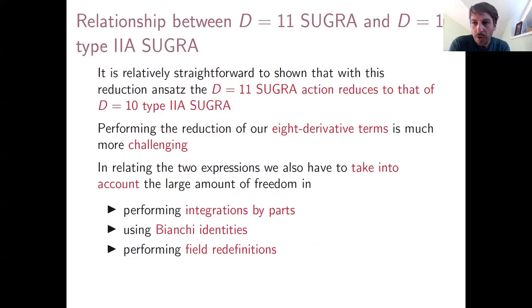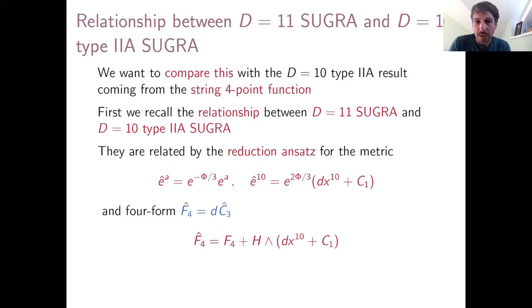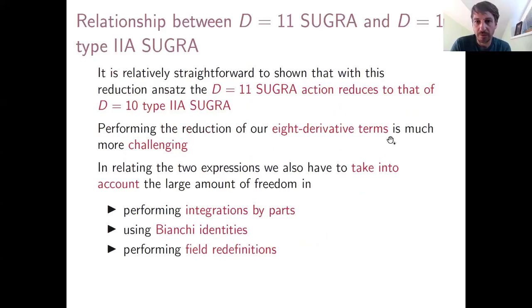Now what we want to do is perform this reduction of the high derivative terms, so the R to the 4 terms. So these are 8 derivative terms. And doing that reduction using this ansatz is a lot more challenging. You see that you will get a bunch of derivatives acting on dilatons everywhere, and it will be kind of a mess if you just try to do that. And actually, that's maybe not so bad. What's even worse is that when you try to relate this then to the 10-dimensional expression, you have to take into account that there's a huge amount of freedom in performing integrations by parts.